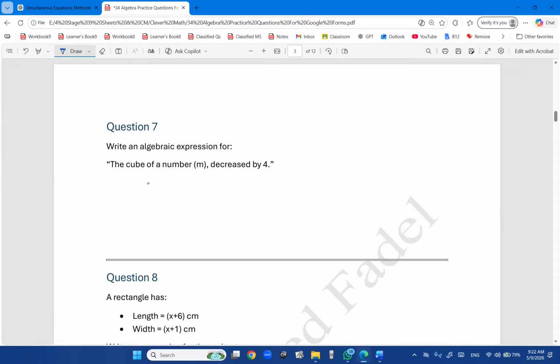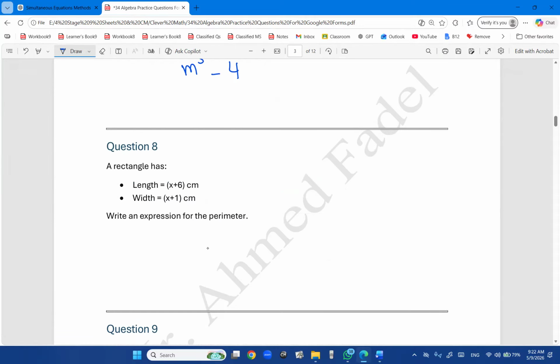Write an algebraic expression for the cube of a number m, so m cubed, decreased by 4, then minus 4. Then a rectangle has length x plus 6, width x plus 1. Write an expression for the perimeter. I know that the perimeter is 2 multiplied by length plus width. So the length plus the width doubled. So I'm going to do the same thing. 2 multiplied by x plus 6, which is the length, plus x plus 1, which is the width.